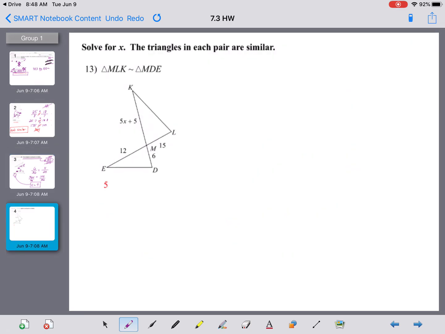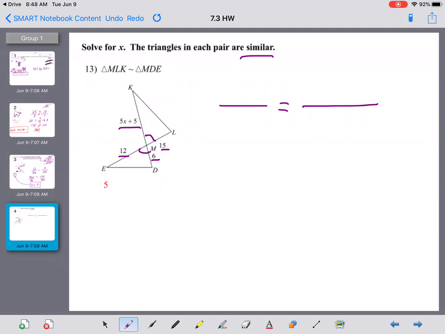And our last one here that I'm going to do together with you guys is number 13. And this is one, again, solve for X, and they do tell you that the triangles in each pair are similar. So once more, we've got vertical angles drawn in the middle. So we know we've got one pair of congruent angles, and then we have four side lengths given, two in each triangle. So this is actually going to look a lot like the last one. If these triangles are similar, then their corresponding sides must be proportional.